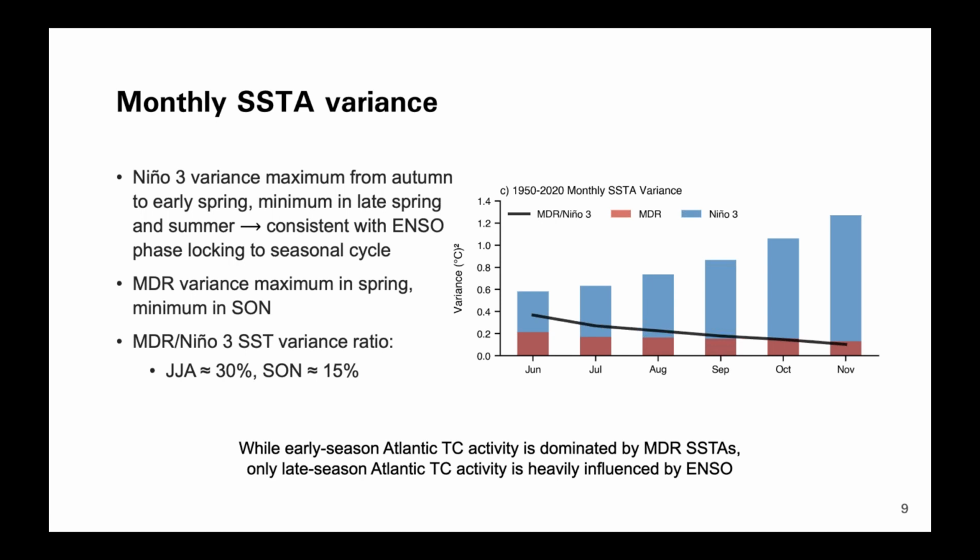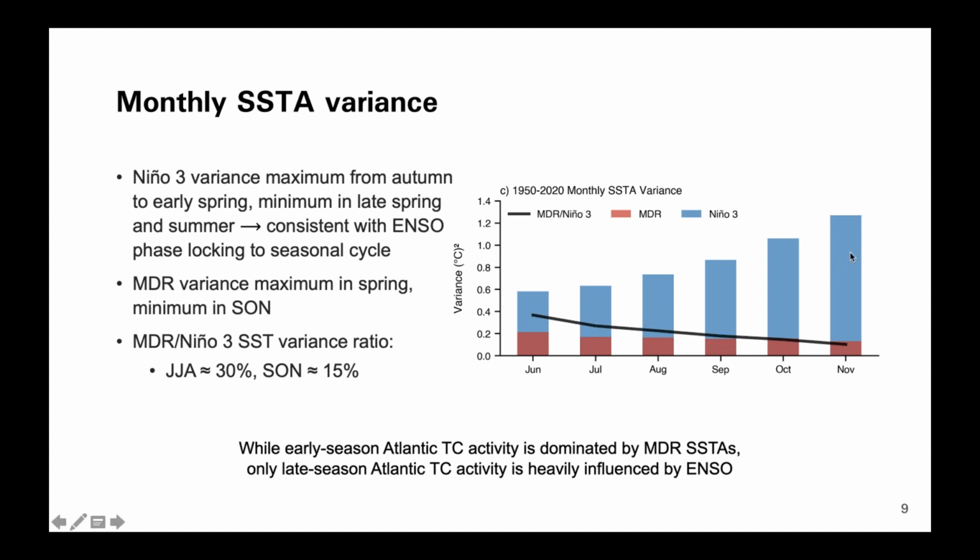So we can explore the seasonality of the relative SST influence a bit more by looking at the monthly SST anomaly variance in Niño 3 and in the MDR. The bar plot at right is going to show the monthly SST version 5 MDR variance in red and the Niño 3 variance in blue. At the beginning of the hurricane season, the SST anomaly variance of Niño 3 is at a minimum, and that is due largely to neutral ENSO conditions.